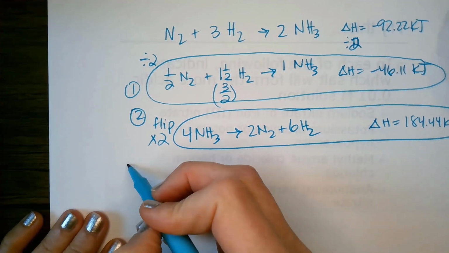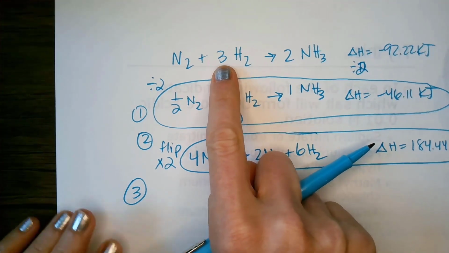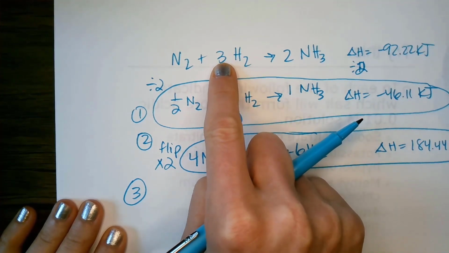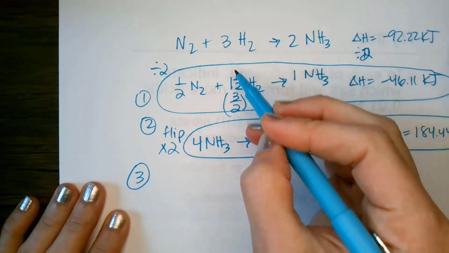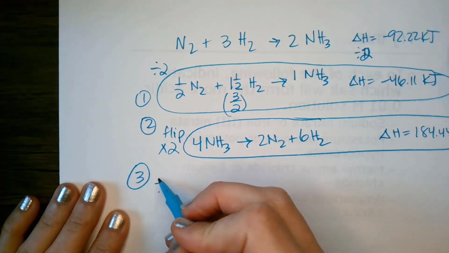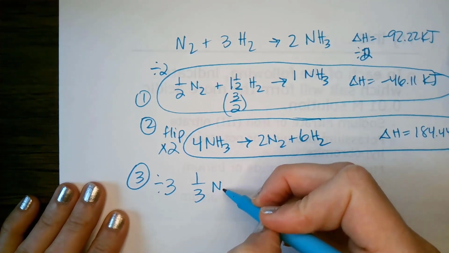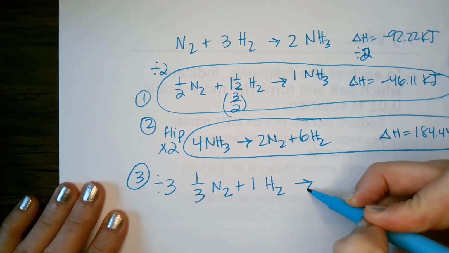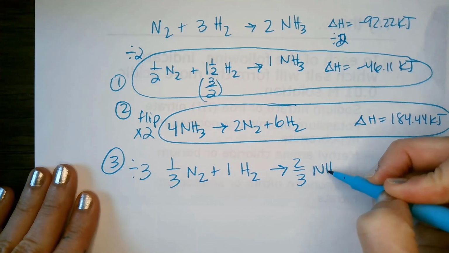And then my third, it says we want 1 mole of H2. So in order to get 1 mole of H2, I need to divide everything by 3, right? 3 divided by 3 would give me 1 mole of H2. So I'm just going to write divide by 3. So I would have 1/3 N2 plus 1 H2. And 2 divided by 3 would be 2/3 of NH3.